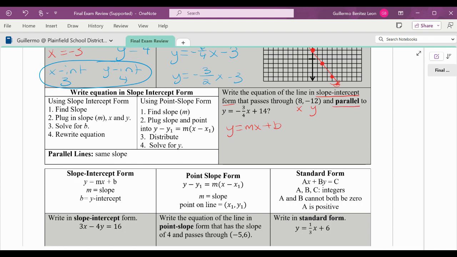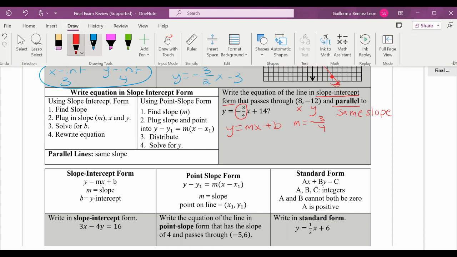Parallel. Remember, there's two types of lines. There's parallel and perpendicular. Parallel is going to mean the same slope. Perpendicular is going to mean opposite reciprocal slopes. So since I'm using the same slope of this equation, what is the slope of that equation? The slope of that equation is right here. So the m that I'm going to be using is negative 3 over 4.